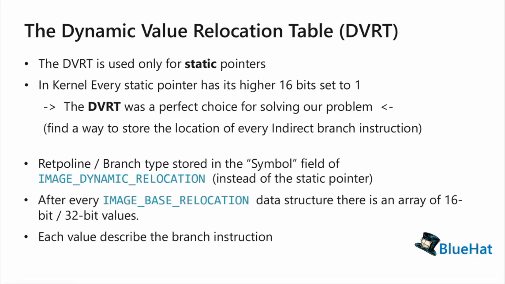So in this case, there is still the image dynamic relocation and image base relocation data structure. But after that, there is an array of 16-bit or 32-bit values that is not an offset, basically. Each value describes a branch instruction.